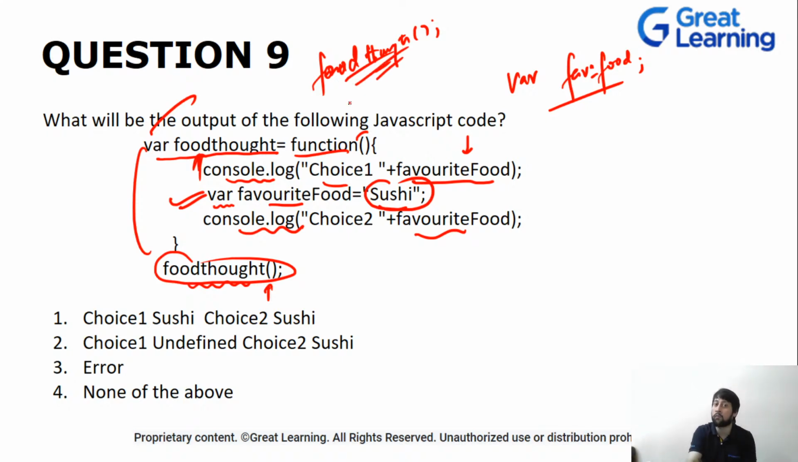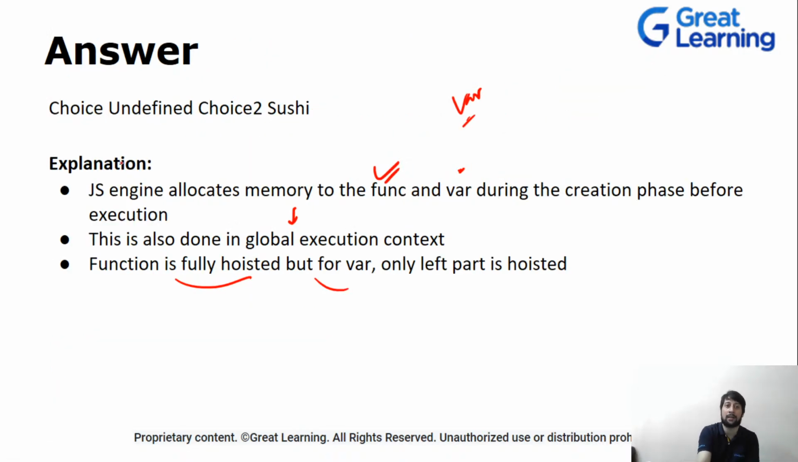Why? Because functions are fully hoisted. But what about variables? Only the left part is hoisted. That means this thing will happen over here, and it will be undefined. So that is why the correct option is choice 1 undefined, choice 2 sushi. Okay, is this thing clear, guys? Because var is declared after the console, so undefined.